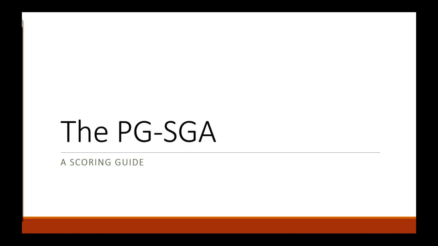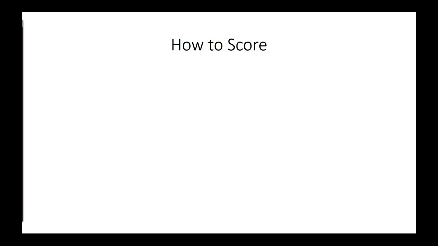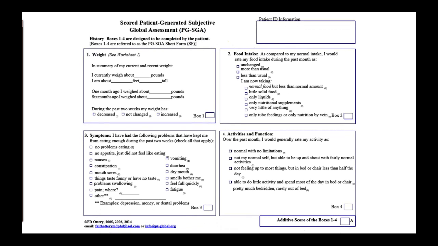Hello, this is the PG-SGA scoring guide. We're going to go over how to score the PG-SGA. You'll notice that there are 2 pages to this worksheet. The first page should be filled out by the patient and scored by the clinician. Do not score the PG-SGA in front of the patient. The second page will be filled out by the clinician with the patient's input.